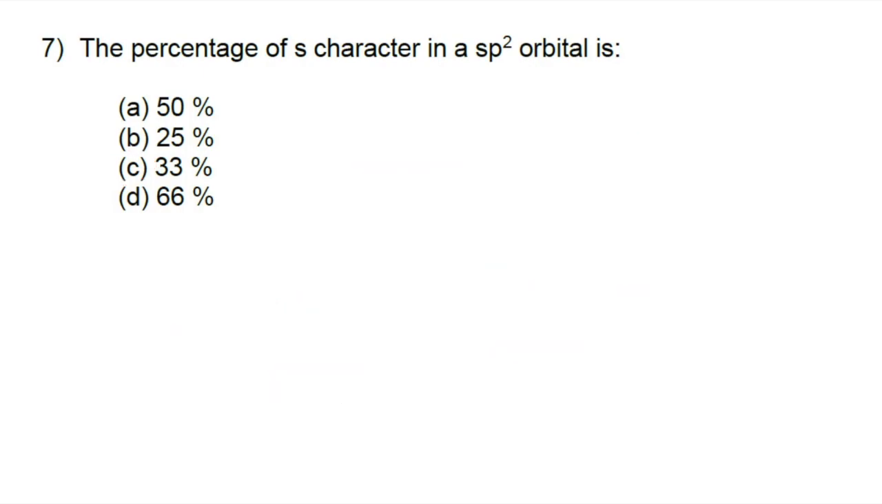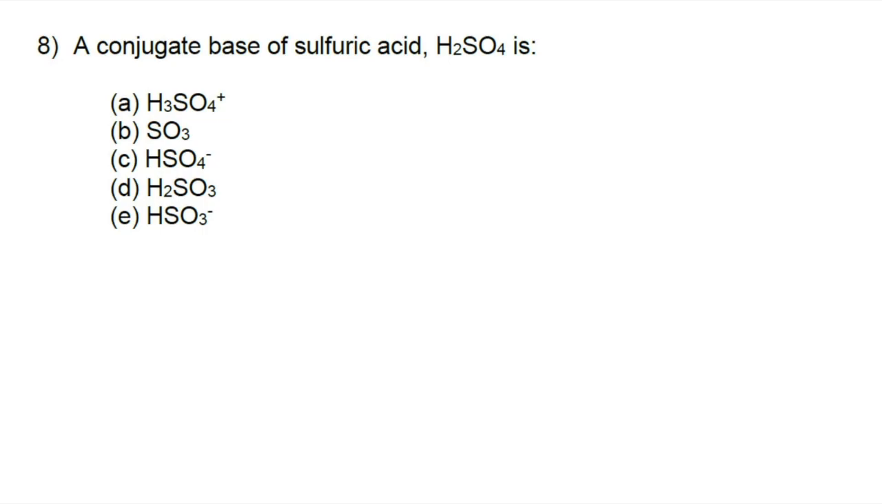The next question is asking what's the conjugate base of sulfuric acid? So sulfuric acid is this molecule right here. You have to know that the conjugate base is the same molecule minus a hydrogen. So the answer is HSO4 minus.